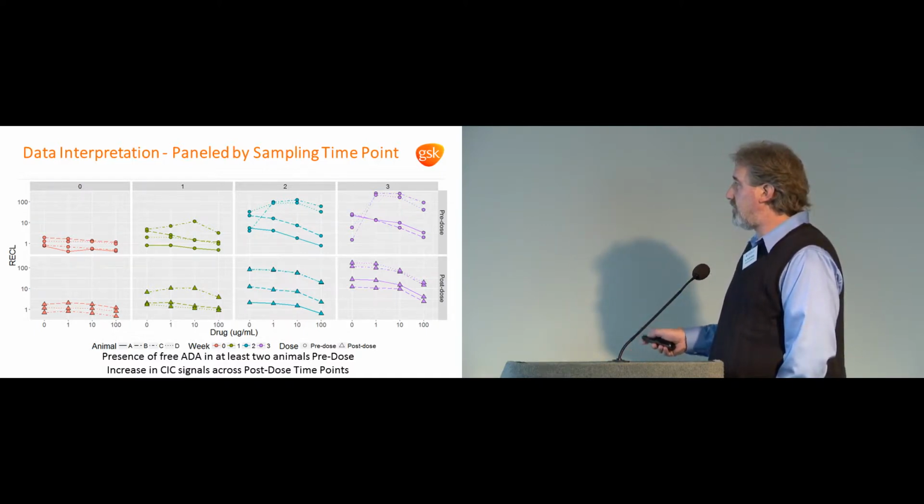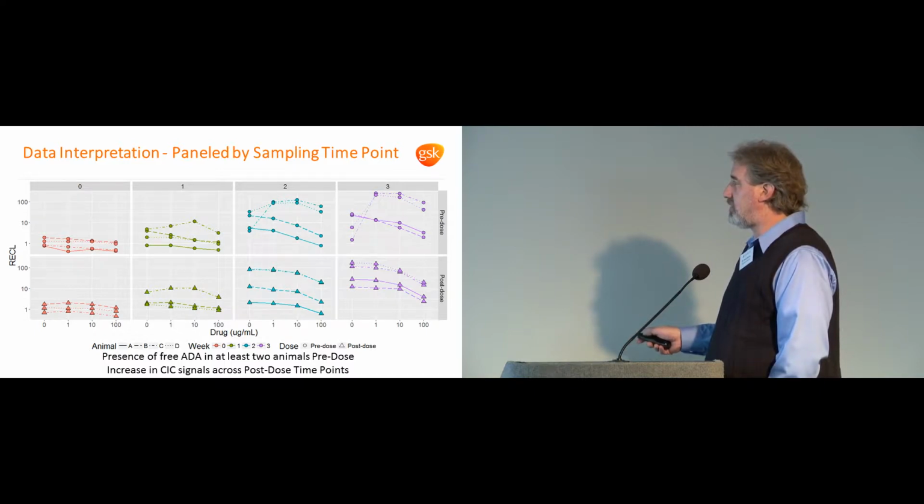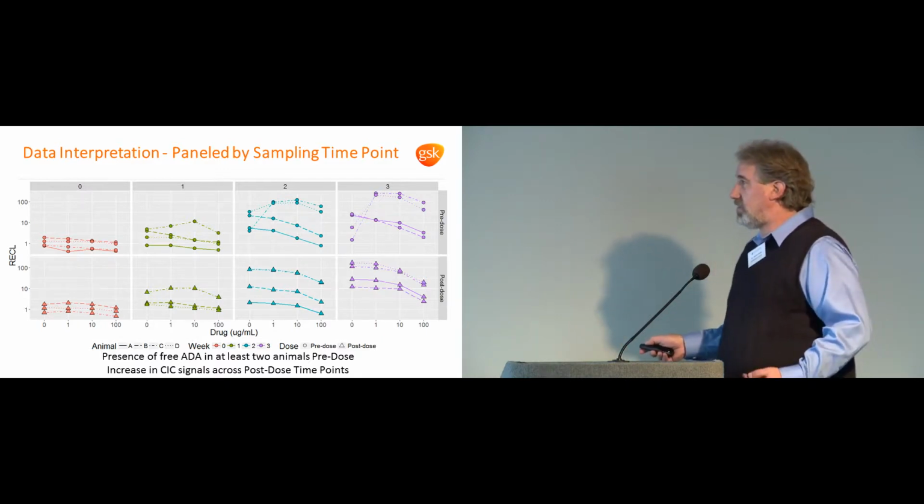And finally, at week 3, we see the same pattern. A and B are down here, C and D are up top. C and D give you the increase, suggesting free ADA. A and B just give you a decrease, suggesting an immune complex specific signal. So again, this is just another way to look at the data.